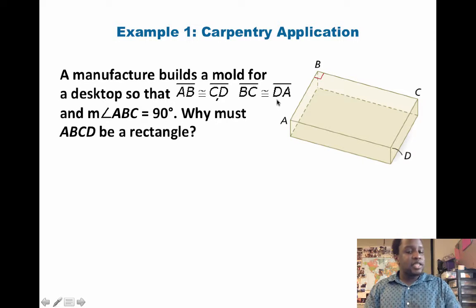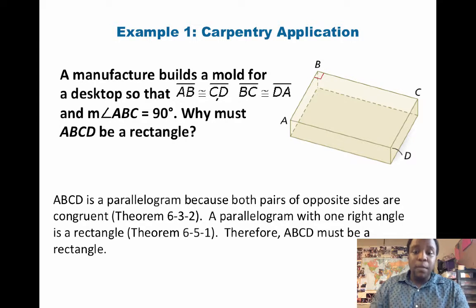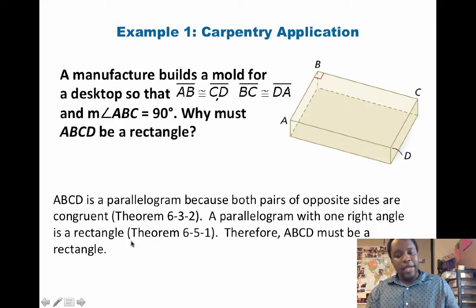Why must ABCD be a rectangle? Well, we know that ABCD is a parallelogram because both pairs of opposite sides are congruent, and a parallelogram with one right angle is a rectangle. Therefore, ABCD must be a rectangle.